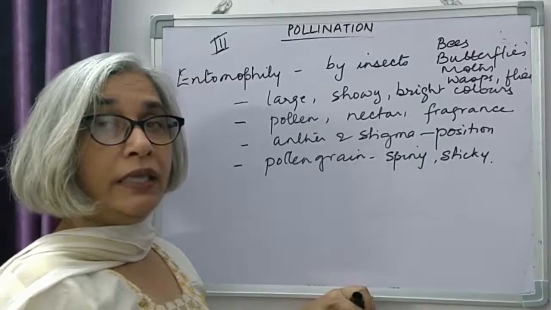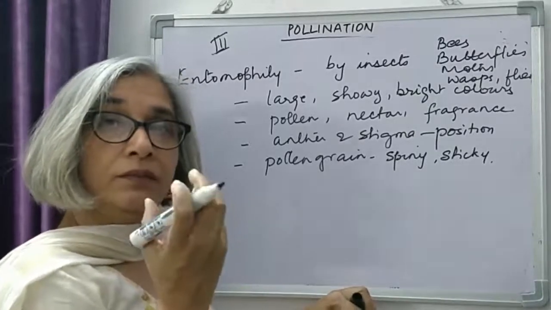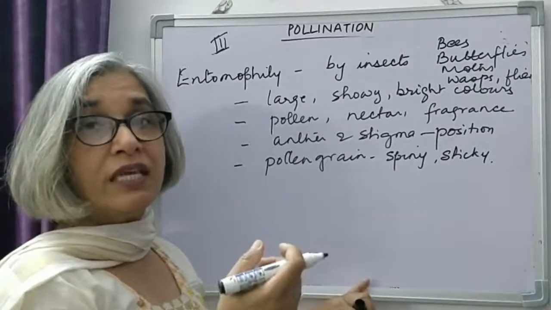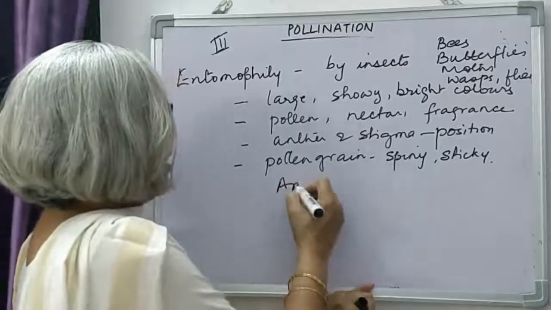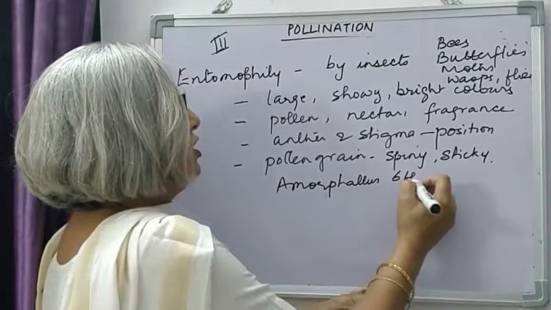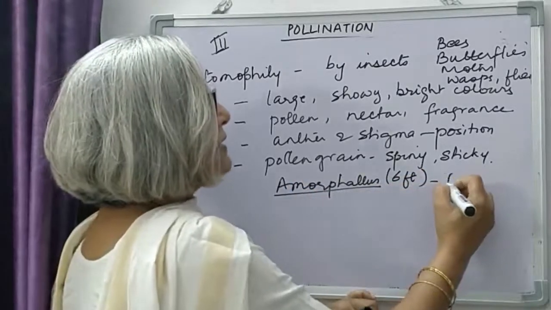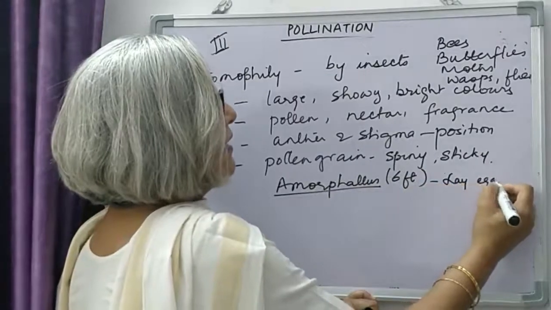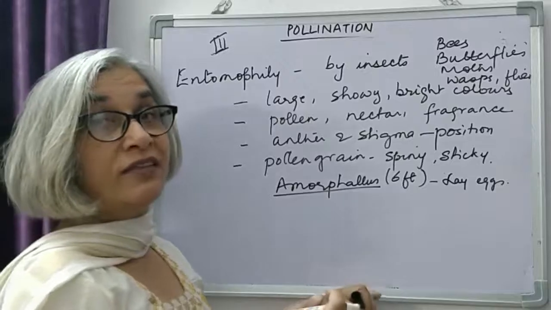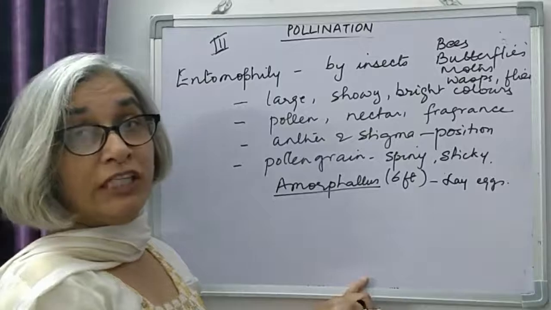Now, in some cases, it has been seen that there is a very close relationship between the insect and the plant. Like the tallest flower, Amorphophallus, this flower is about 6 feet tall. The insects lay eggs in this flower so that their eggs can be protected, and thereby they bring about pollination.